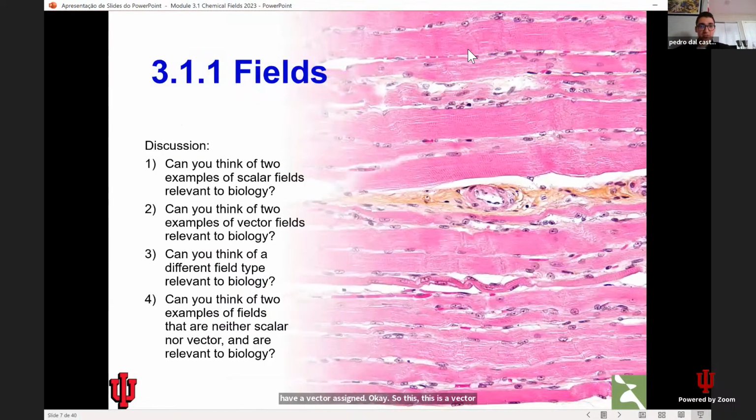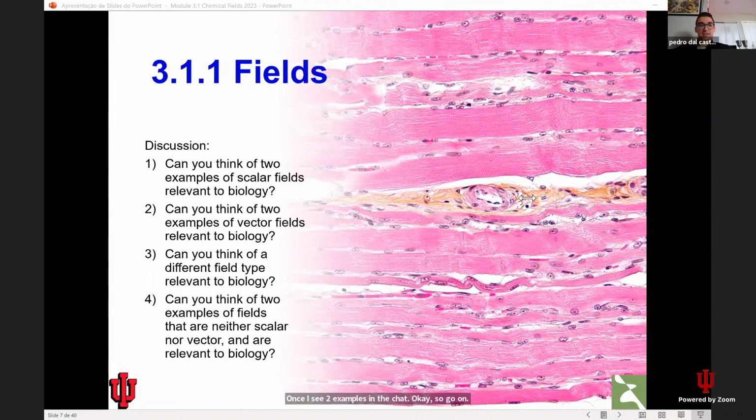Now I have a discussion for you. First question: can you think of two examples of scalar field relevant to biology? Two examples. Once I see two examples in the chat, I will go on.